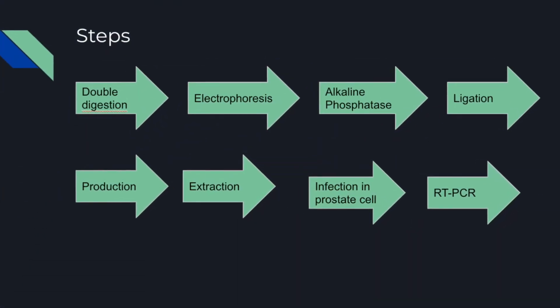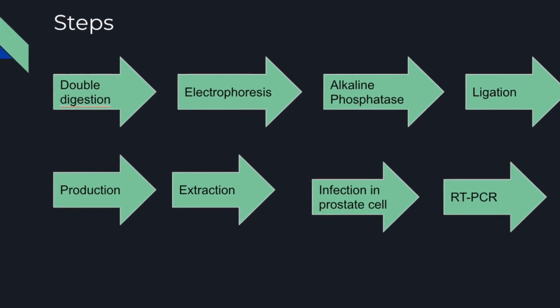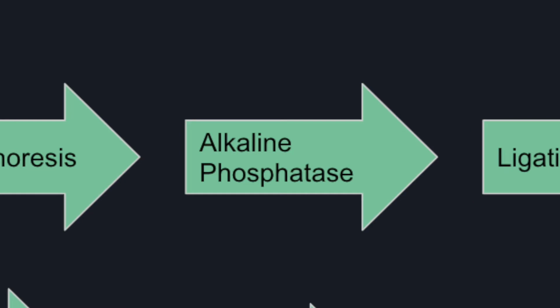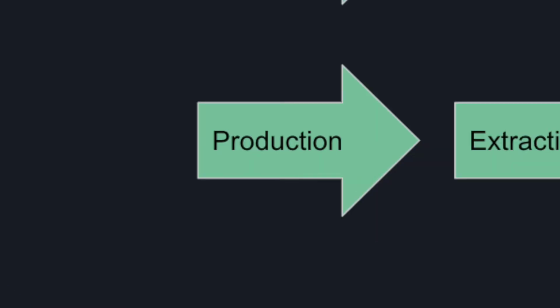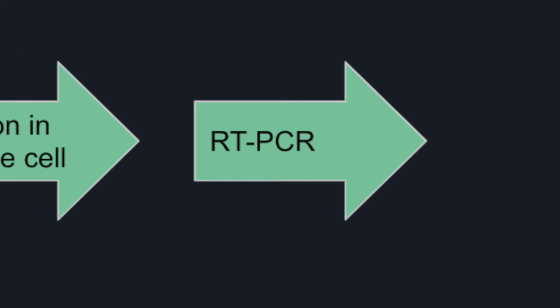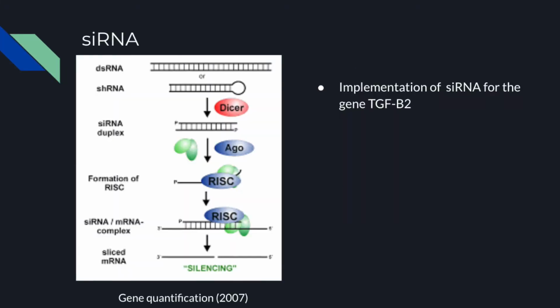A general view of our methodology is confirmed by the double digestion, electrophoresis, alkaline phosphatase, ligation, production, extraction, and infection in prostate cell. Finally, our real-time RT-PCR. To accomplish the silencing, it is necessary to implement siRNA.